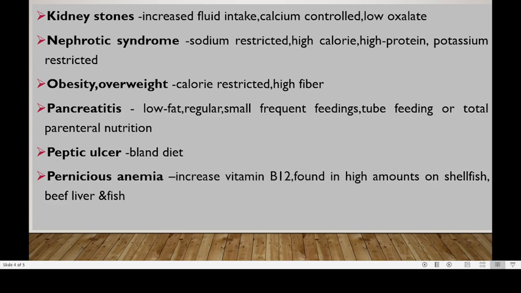Next, for patients with pernicious anemia, you increase vitamin B12. A link will be popping up where you are able to look at the different names for different vitamins. Vitamin B12 is normally referred to as cobalamin, and this vitamin is found in high amounts in shellfish, beef, liver, or fish.